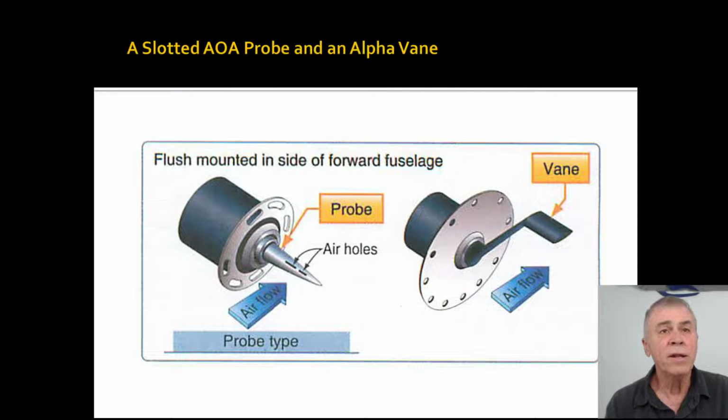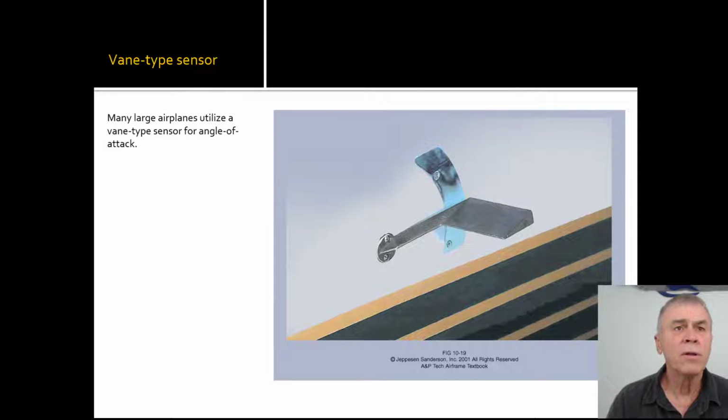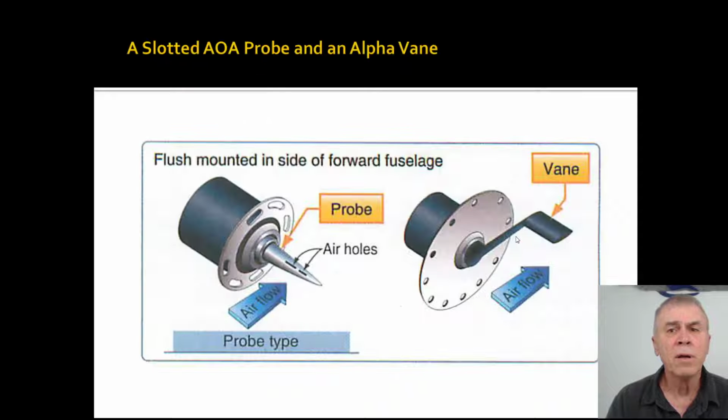Here's a slotted angle of attack probe and an alpha vane. All right, so it's the larger aircraft that might have that, what they call the vane type. That would be on the right here. So they're showing the equivalency of it. The airflow is going through, and the air holes are being moved, or the vane is being moved.